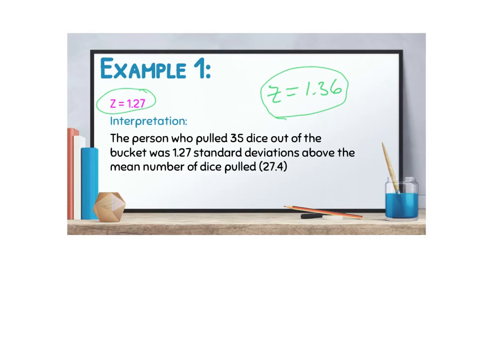So I can compare how many dice different people pulled by looking at their z-scores. The higher the z-score, the more dice they pulled. And the lower the z-score, the fewer dice they pulled. Okay?